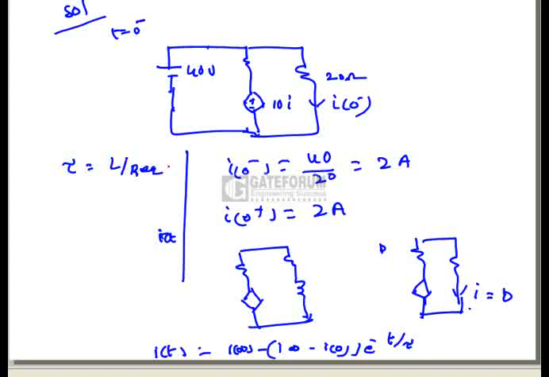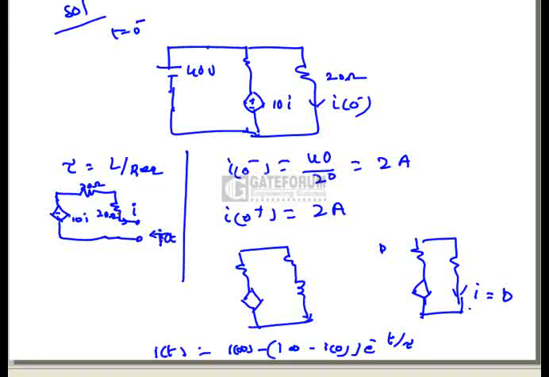Now we have to find R equivalent in this network. That is a very important thing. If you want to find R equivalent, we have to observe the network at t equal to infinity. At t equal to infinity, the network will be simply this, and we have to look into the terminals of the inductance and find the impedance. Here this is a 10i source and this current is simply i, this is our 30 ohms and this is 20 ohms. So this is the network at t equal to infinity.